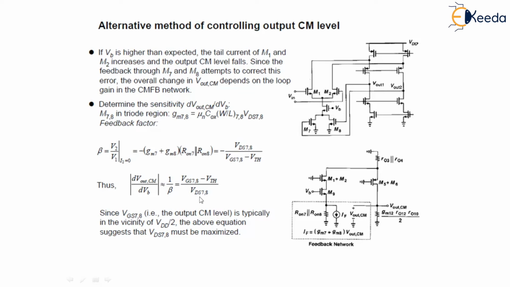beta. So this is an important result, since VGS7,8 is typically in the vicinity of VDD by 2, and the above equation suggests that VDS7,8 must be maximized to maximize this sensitivity, but at the cost of the loop gain. So this is a simple technique which shows how we can control the output common mode level.